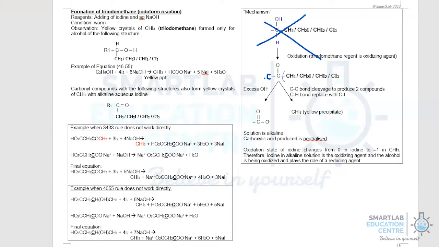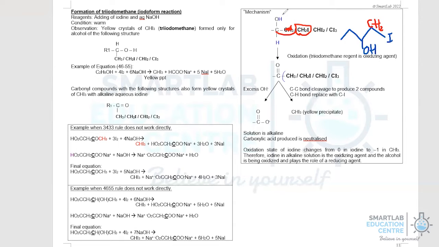At this juncture, it's also important for us to highlight that we may actually have a structure that looks like that, which is able to give a positive Iodoform test, because in this structure, if you examine it carefully, this is CH2, which means the structure started off with this being bonded to the carbon.